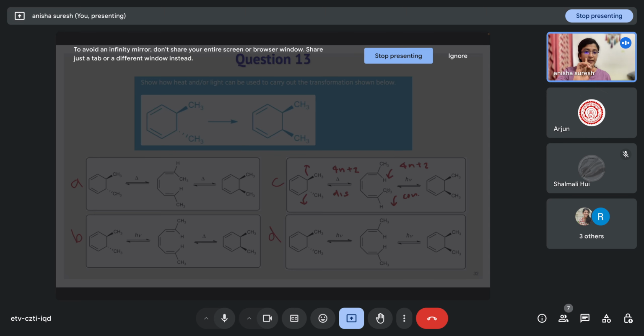Both the methyl groups will be coming above the plane, right? Yeah. So this is the answer. And if we consider this case, here this is 4n plus 2 H nu, that will be conrotation. No change in stereochemistry is there, so that would not be the answer.